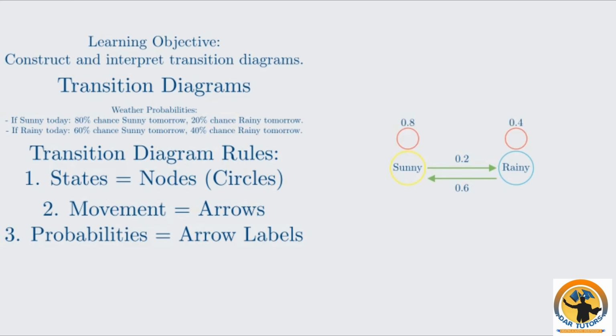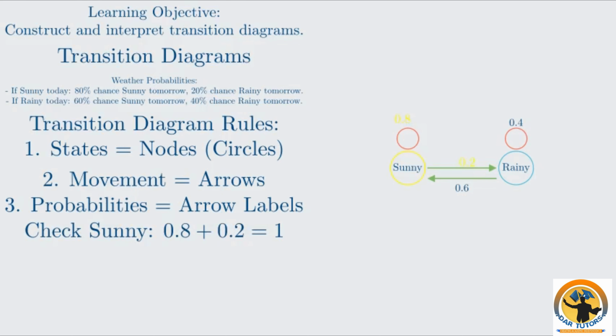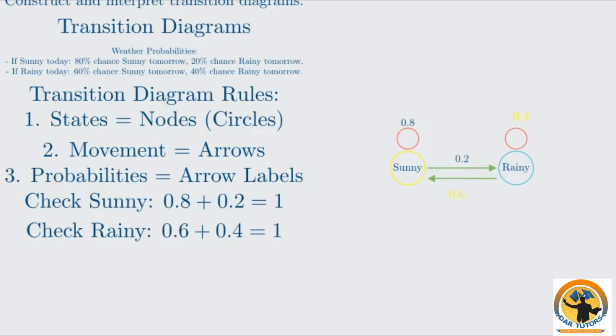Crucially, notice that we can also stay in the same state. An arrow looping back from sunny to sunny represents the 80% chance of staying sunny, labeled 0.8. We can check our work. The probabilities leaving any single state must sum to 1. For sunny, we have 0.8 plus 0.2. It's 1. For rainy, we have 0.6 plus 0.4. It's 1. This confirms our diagram is valid.